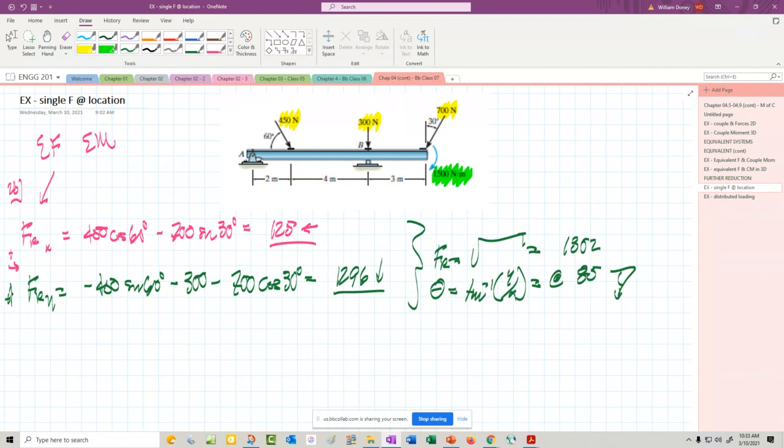All right, what about the moment? How do we deal with the moment and then find the location? We want to specify the force. To see, the problem says replace the loading acting on a beam by a single resultant force. Specify where the force acts measured from B.